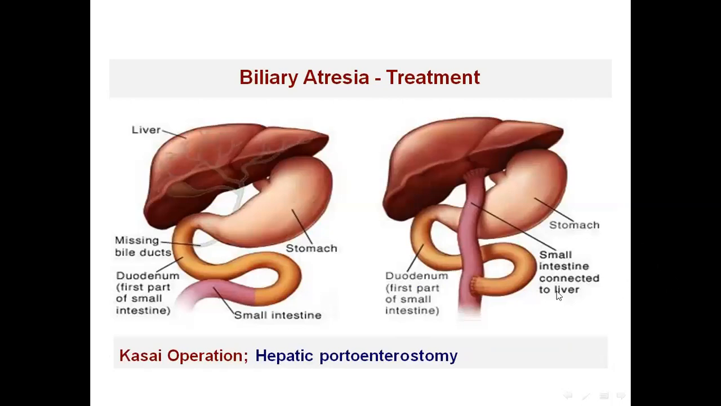This is the Kasai operation for biliary atresia. Here, this is the Roux-en-Y. This is the jejunal loop anastomosed to the extrahepatic bile ducts, the remnants of the hepatic ducts, and this is the Y anastomosed.